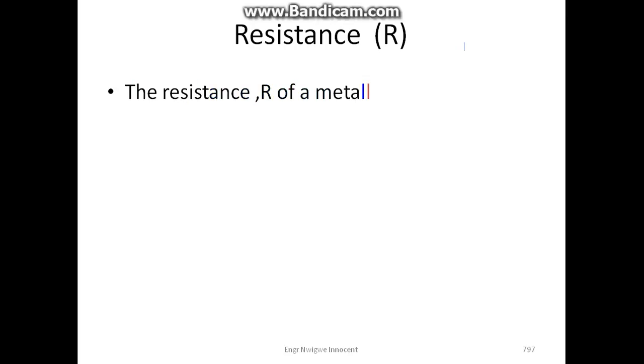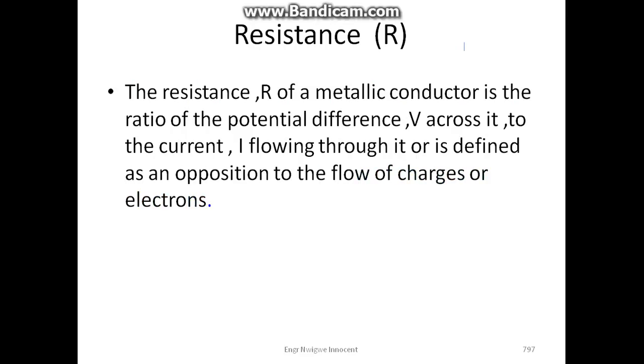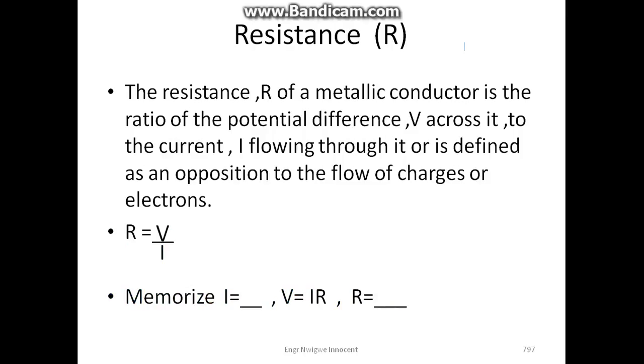Resistance, capital R. The resistance, capital R, of a metal conductor is the ratio of the potential difference, capital V, across it to the current I flowing through it, or it is defined as an opposition to the flow of charge or electrons. Resistance R is equal to capital V over capital I. Memorize: I equals V over R, V equals IR, capital R is equal to V over I.